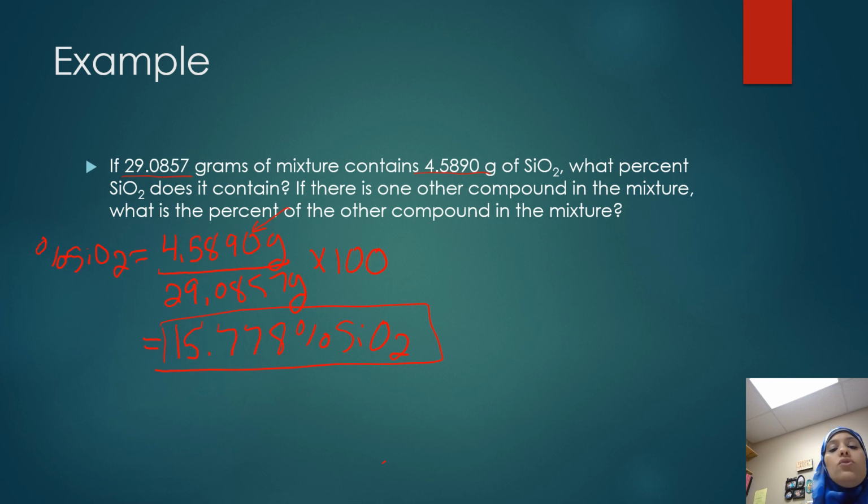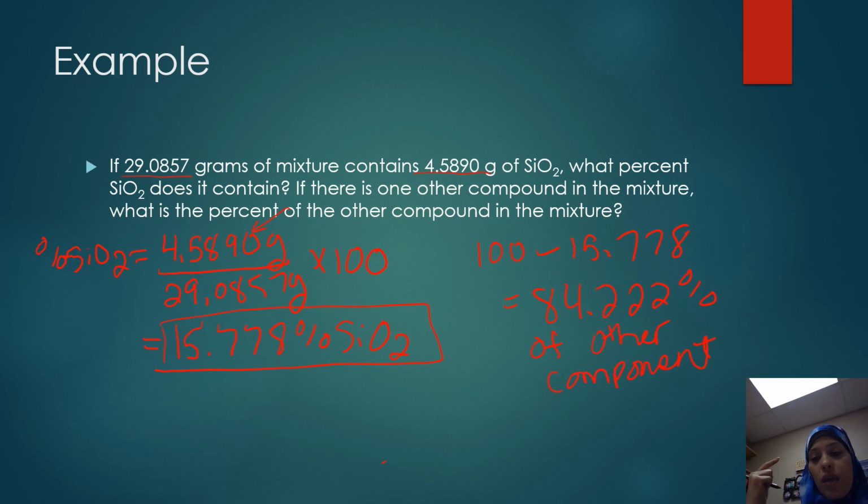100%. Yes. So the easier way for me to do it would be to just say, okay, 100 minus 15.778, and so that will give you 84.222% of the other component in the mixture. So again guys, we're using that critical thinking idea that sometimes you feel like there's missing information in the problem. There's not. Just think a little bit more and you'll be able to derive that answer.